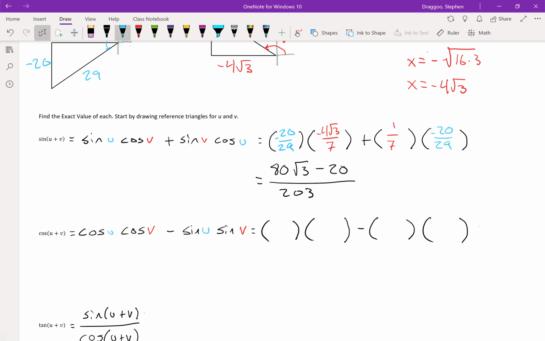All right. Let's do that same process, but for the cosine of U plus V. So starting with U, cosine U will go into that first slot. It was negative.